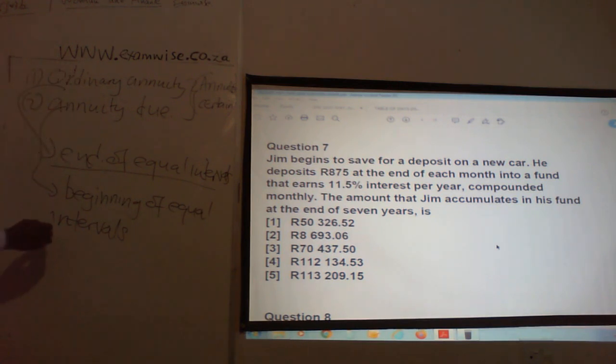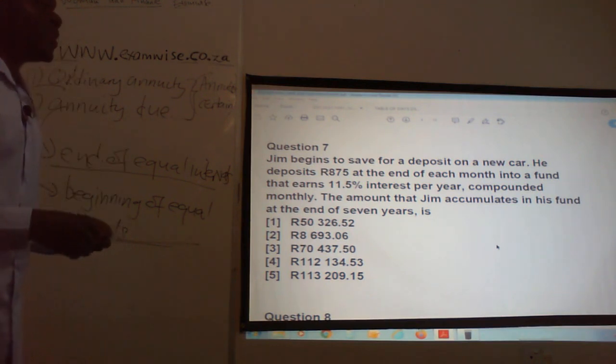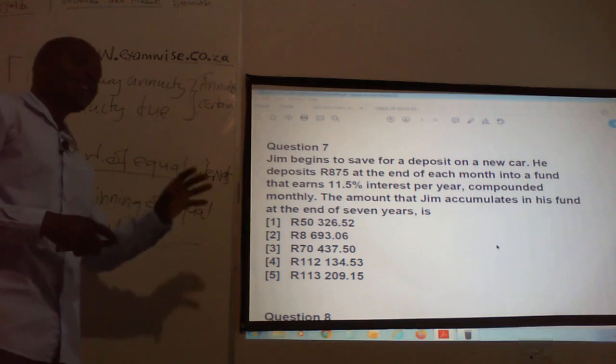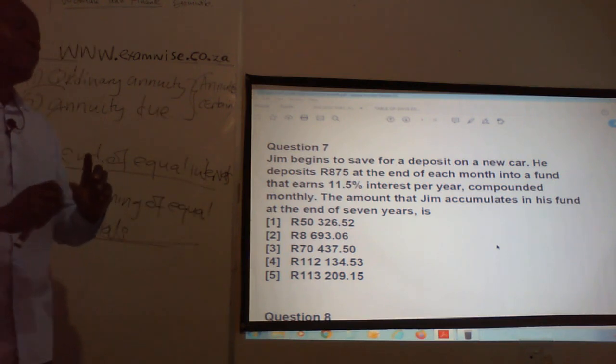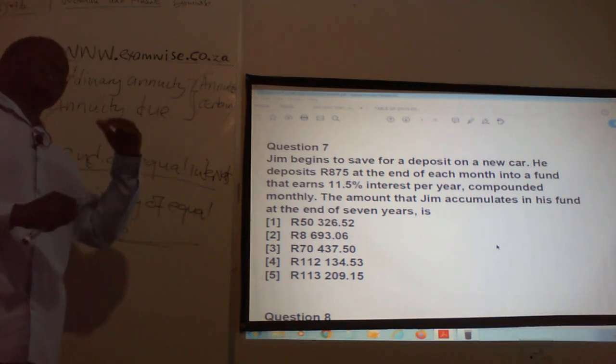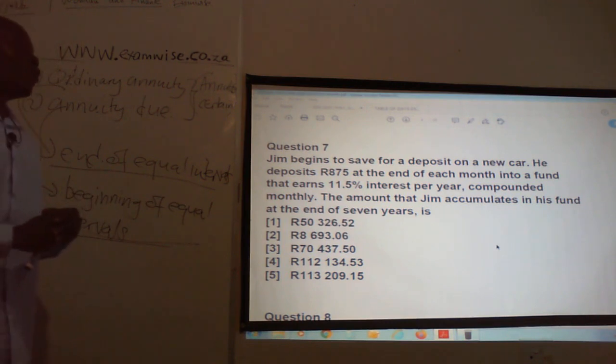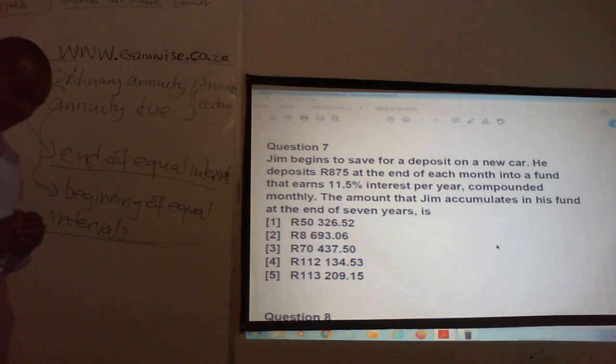Then annuity due payments are made at the beginning of equal intervals. So that is how we differentiate. From the question itself, we need to determine whether we are working with an ordinary annuity or we are working with an annuity due.